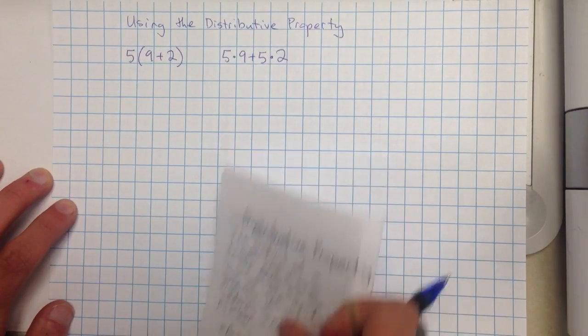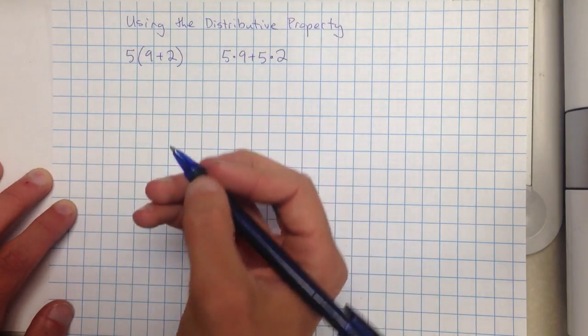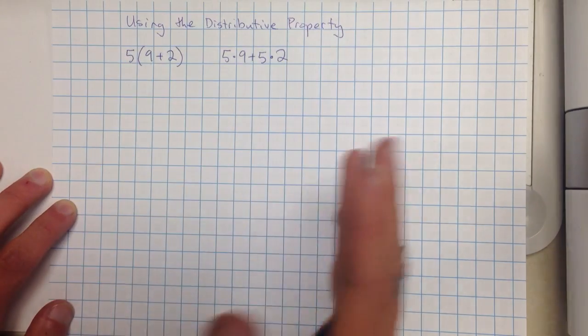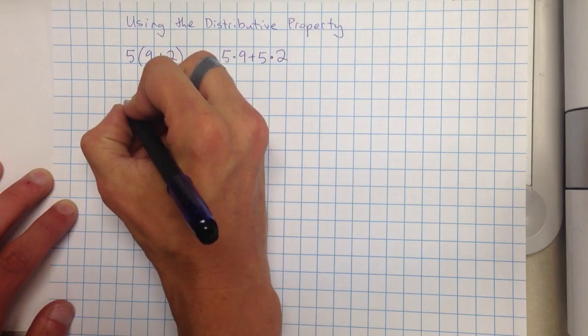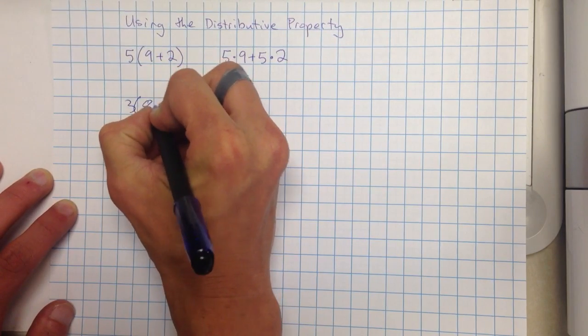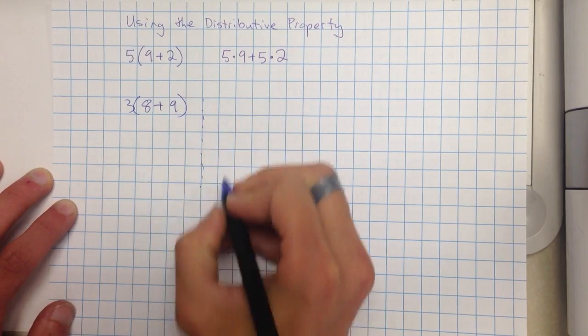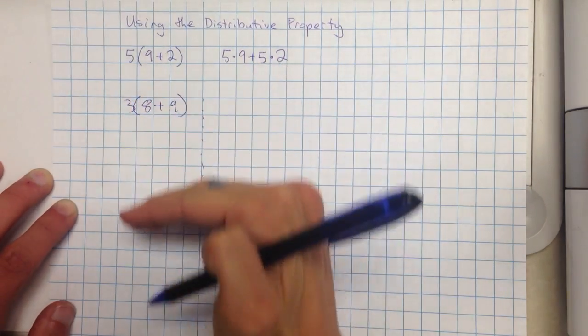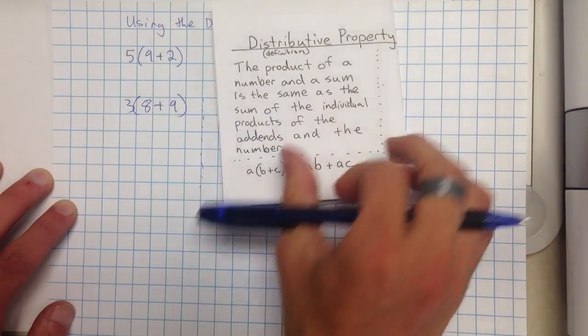Okay, so we're going to look at the first two problems from the homework. What happened is I gave you one way to write the problem, and then you had to rewrite it using the distributive property. So the first one we had 3 times 8 plus 9, and then there was a little dotted line, right? And you had to rewrite it on the other side and then prove by evaluating both that it equals the same thing.